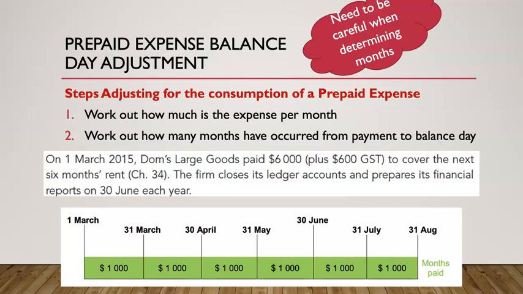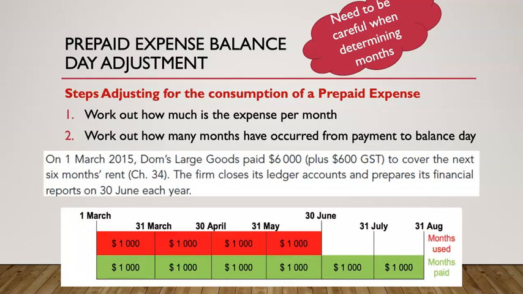So, how many months have occurred? 4 months. So that means we have $4,000 of rent that we have used up in this period. We need to adjust for that.